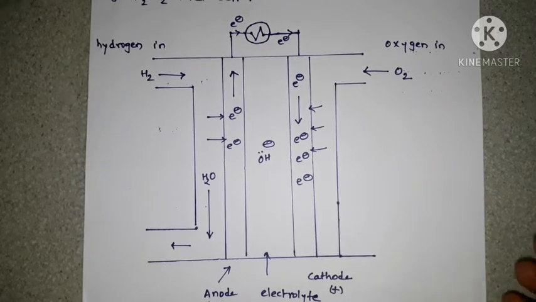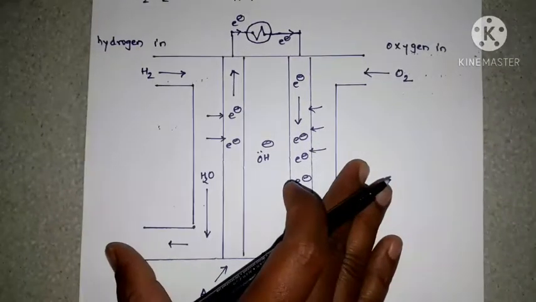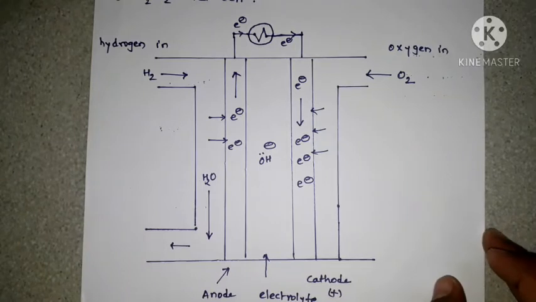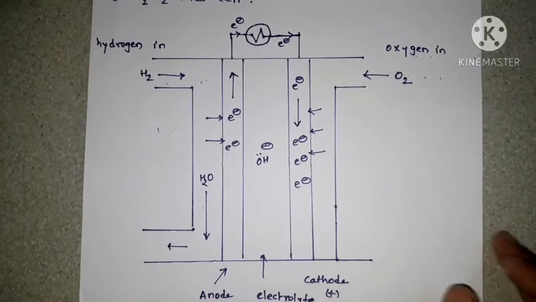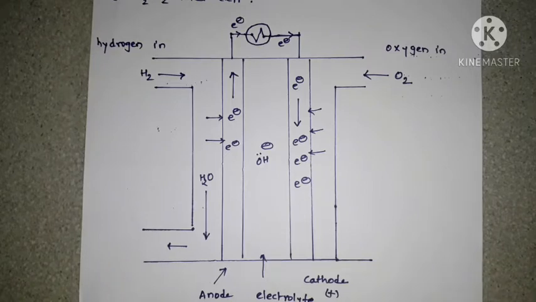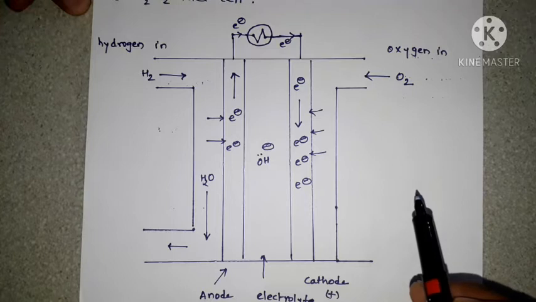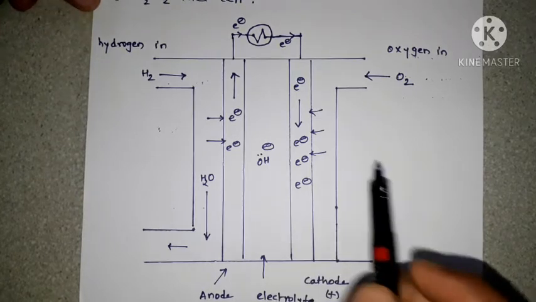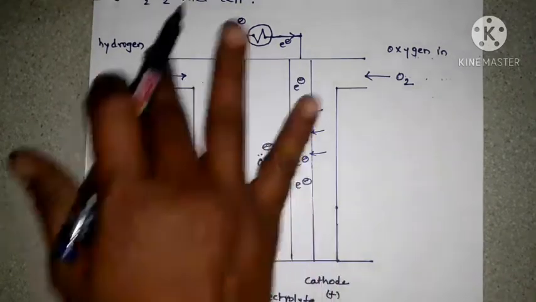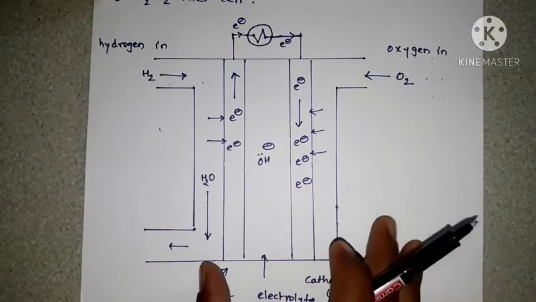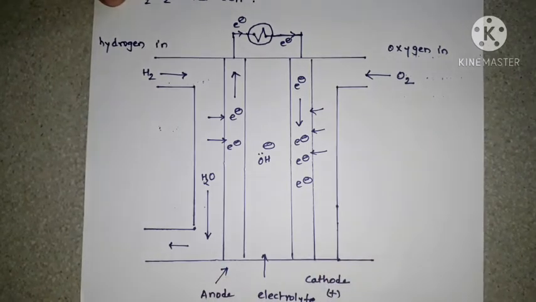Okay, so let us see. This is your cell diagram or cell setup of alkaline fuel cell. Okay, and the second part is explanation. In the explanation, the first point is the fundamental and important example of alkaline fuel cell is hydrogen oxygen fuel cell. This whole diagram indicates that it is hydrogen oxygen fuel cell.